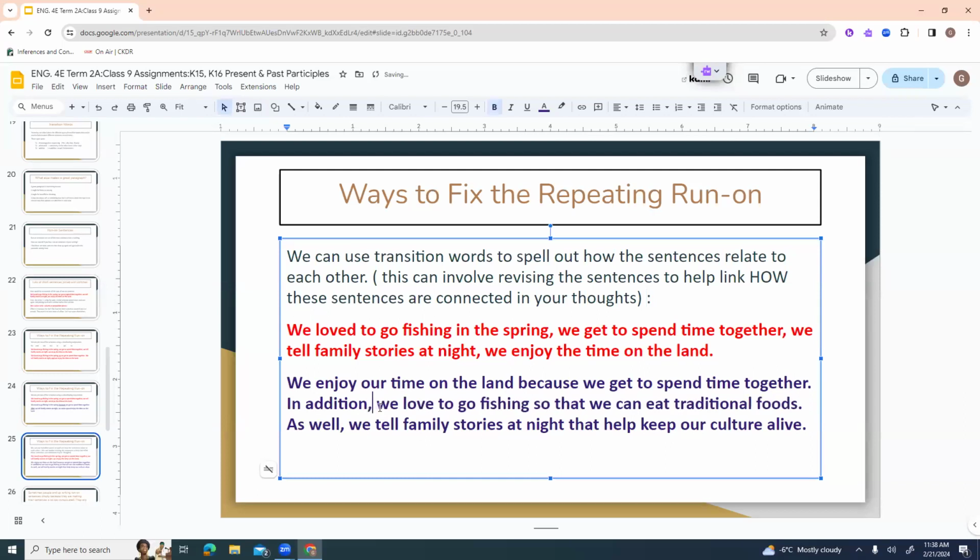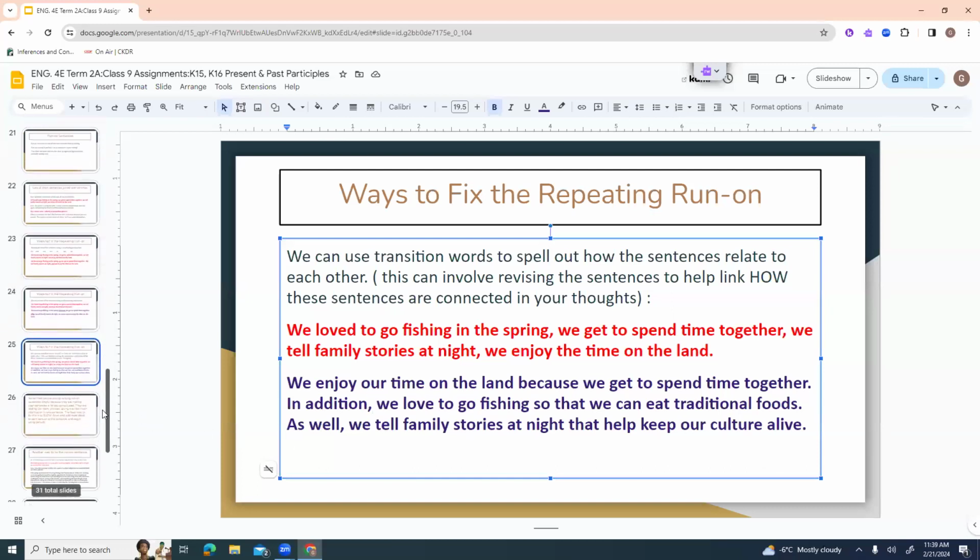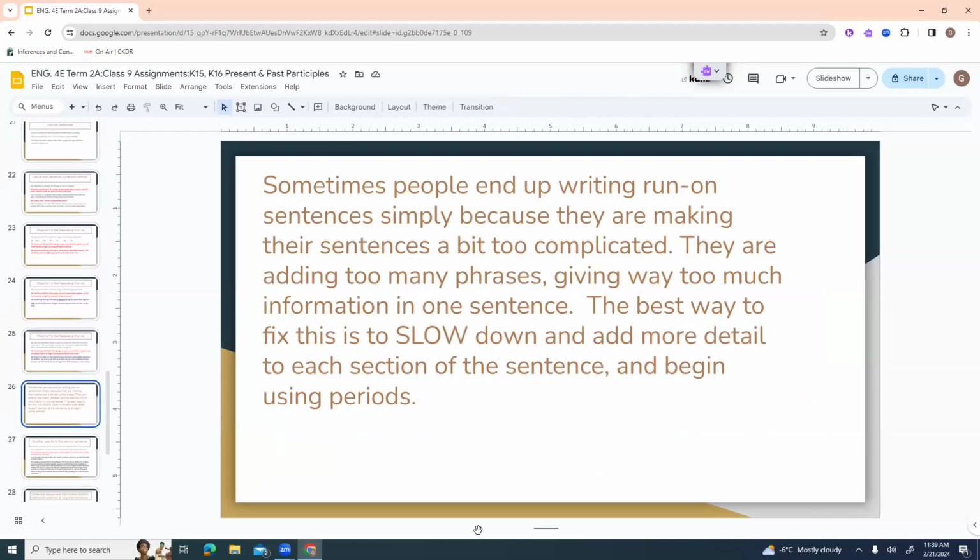In addition, comma, we love to go fishing so that we can eat traditional foods. As well, we tell family stories at night that help keep our culture alive. So here we've begun to use transition phrases to help link the sentences and explain them further, right? It sounds kind of funny that just those little tiny transitions can make your ideas more clear, but they really are effective that way.